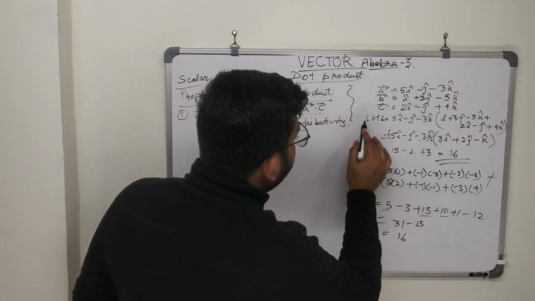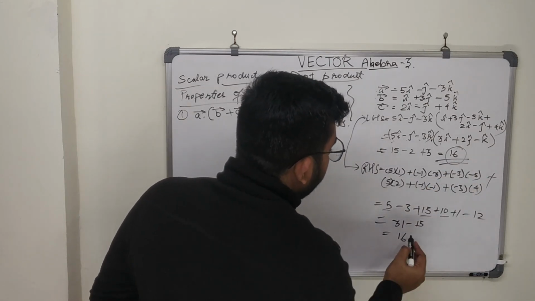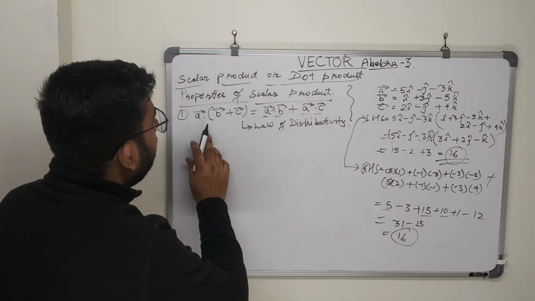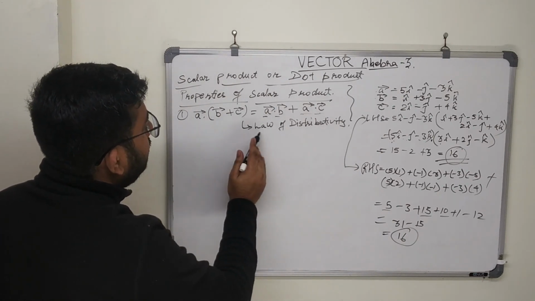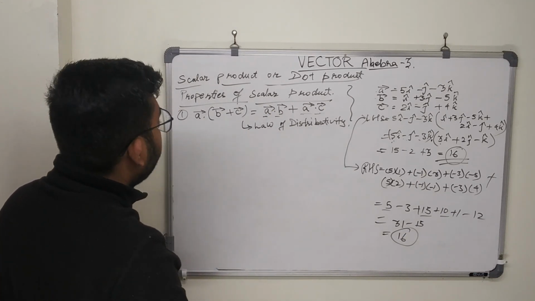So we can see that RHS and LHS both are equal, that is equal to 16. So we have proved the first property, and it is following the law of distributivity. So please note it down.